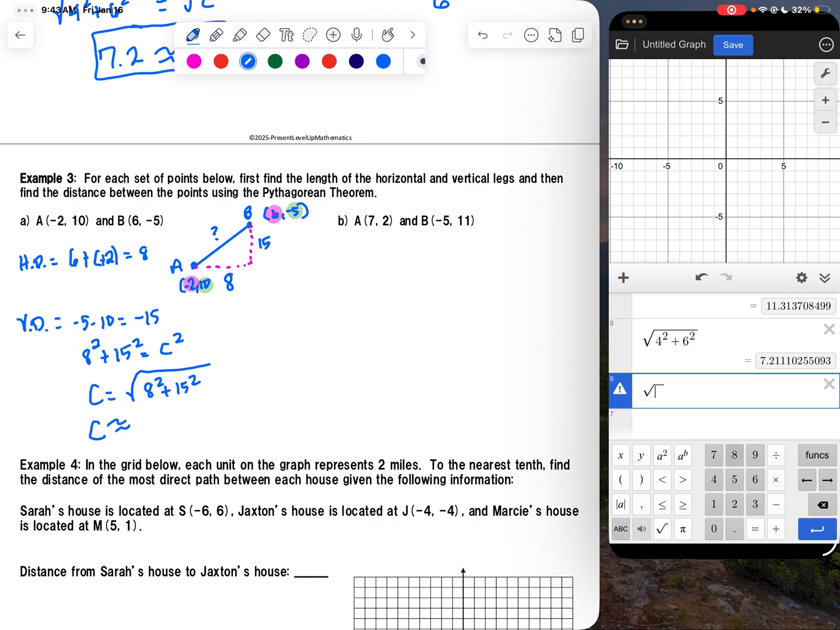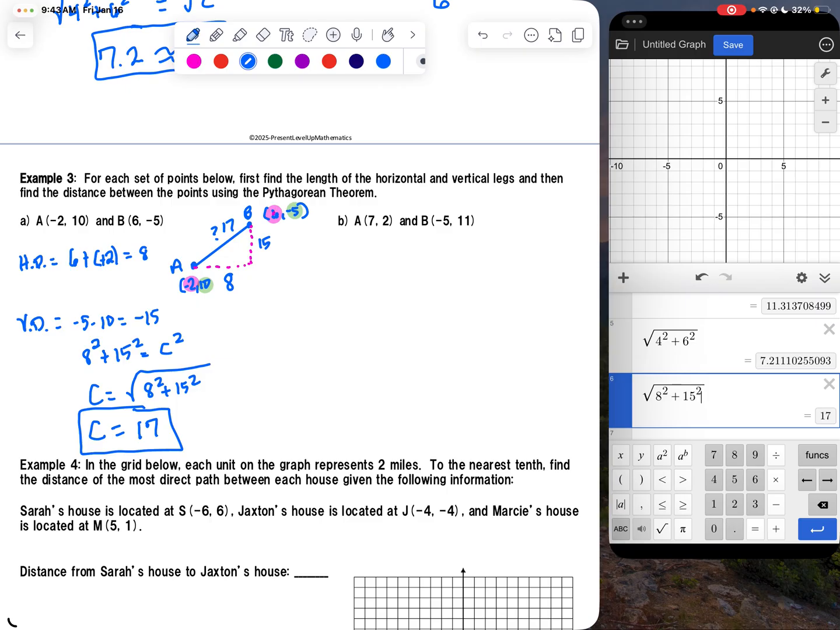Square root of 8 squared plus 15 squared. Oh, I don't know why I put an approximately symbol, because this is an integer value. So we know that the length of that line segment is exactly 17 units. So I look at my picture. Yes, that is a logical answer. Okay, all right. Pause the video and try problem B on your own.